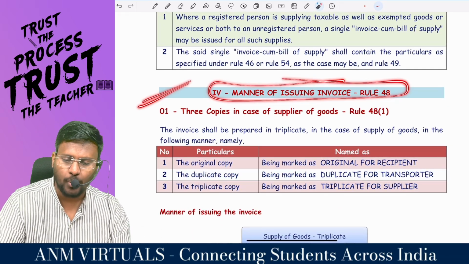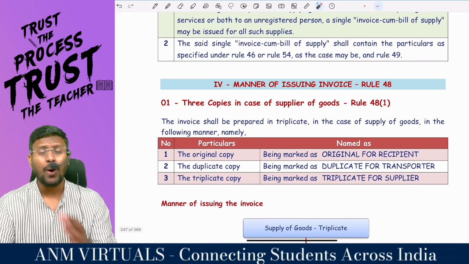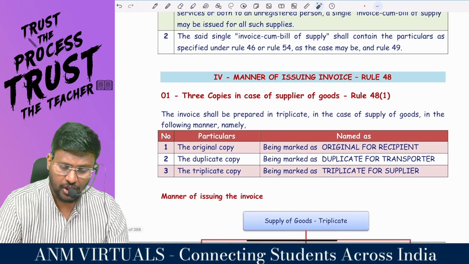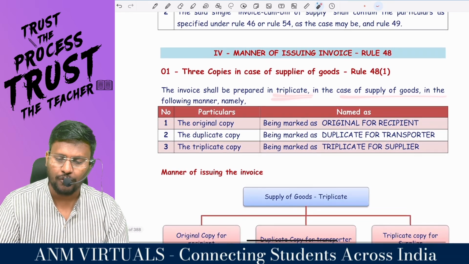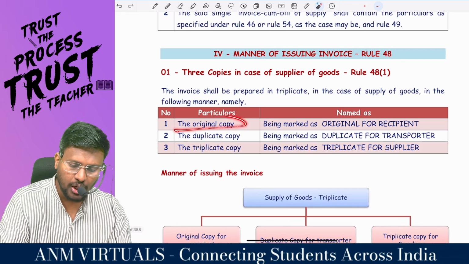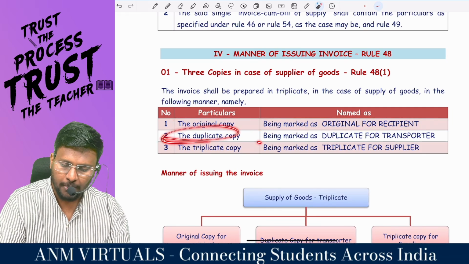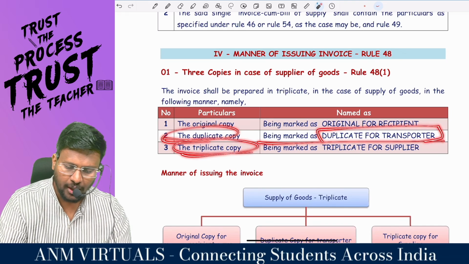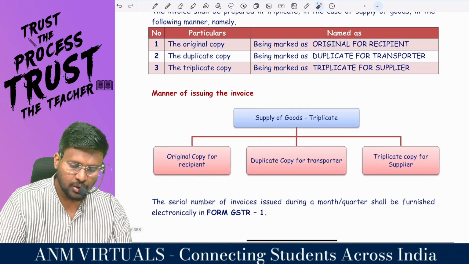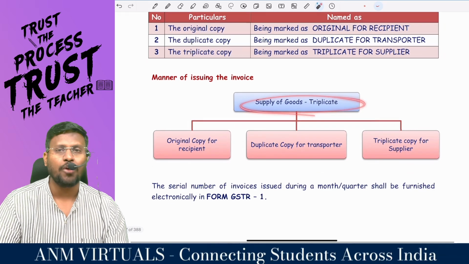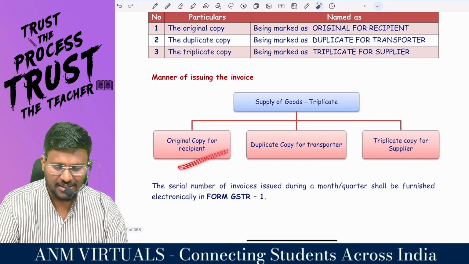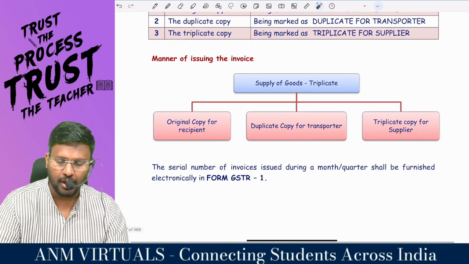Manner of issuing invoice, Rule number 48. How many copies do you need? The invoice shall be prepared in triplicate in case of supply of goods, in the following manner. The original copy shall be marked as original for recipient. The duplicate copy shall be marked as duplicate for transporter. The triplicate copy shall be marked as triplicate for supplier. So for supply of goods you have to make triplicate: original copy for the recipient, duplicate copy for the transporter, and triplicate copy for the supplier.